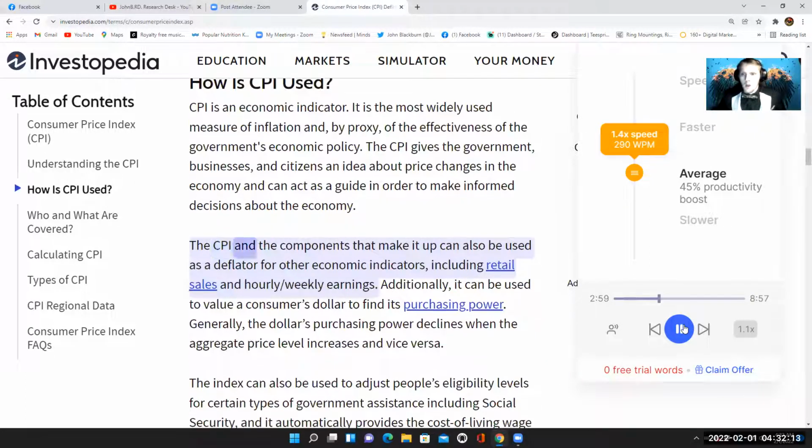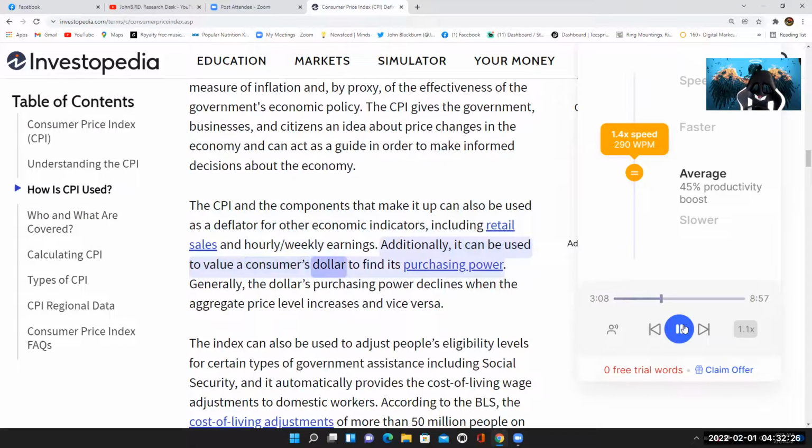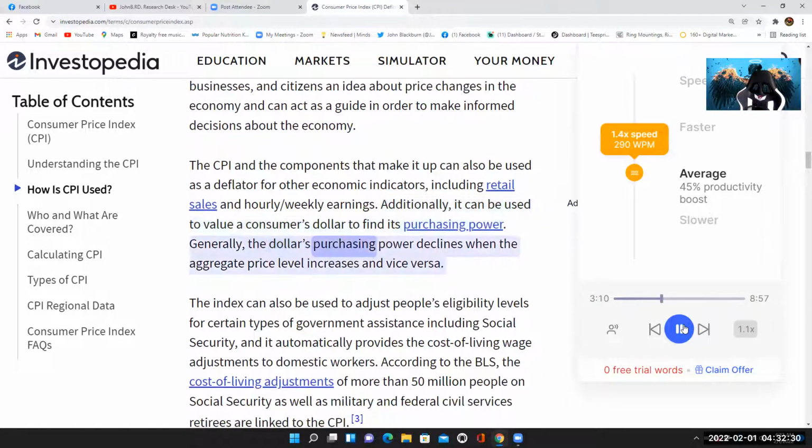The CPI and the components that make it up can also be used as a deflator for other economic indicators, including retail sales and hourly/weekly earnings. Additionally, it can be used to value a consumer's dollar to find its purchasing power. Generally, the dollar's purchasing power declines when the aggregate price level increases and vice versa.